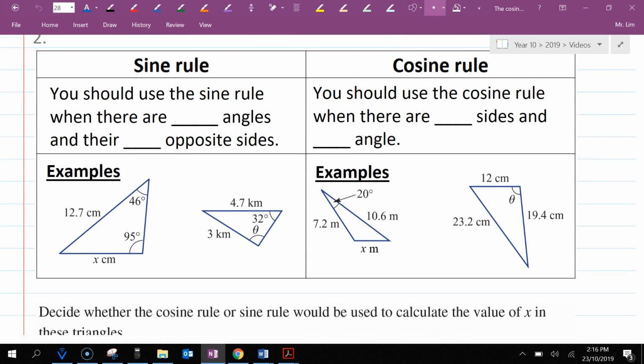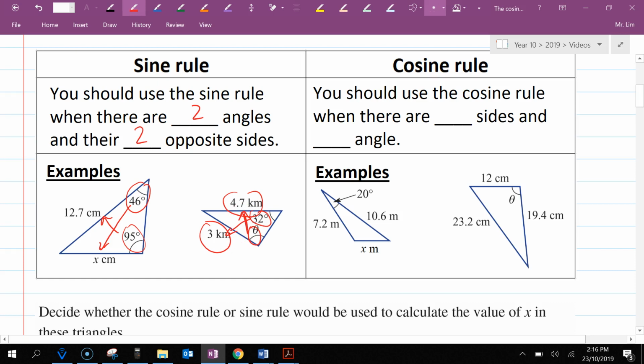You should use the sine rule when there are two angles and the two opposite sides. So here, we've got this angle with its opposite side. Here we've got another angle with its opposite side. Two angles, two sides. But remember, they always match with the opposite one.